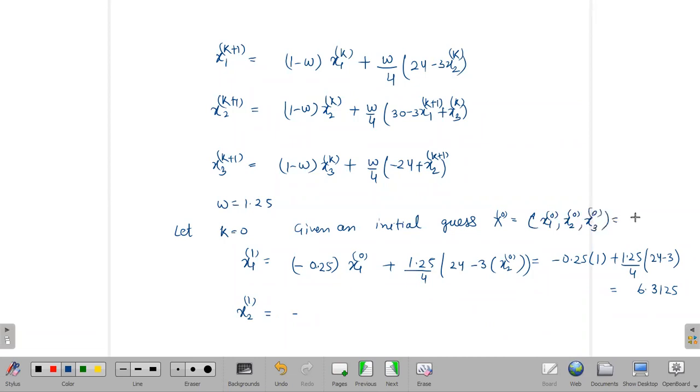This is 1 1 1. So that's why I have taken x1 equal to 1, x2 equal to 1, and x3 not equal to 1. So like here, minus 0.25 x2 0 plus 1.25 divided by 4, 30 minus 3 into, now you will use the updated value here. So 6.3125 plus rest is the previous one, it is 1. So after calculating this, you are getting 3.5195.